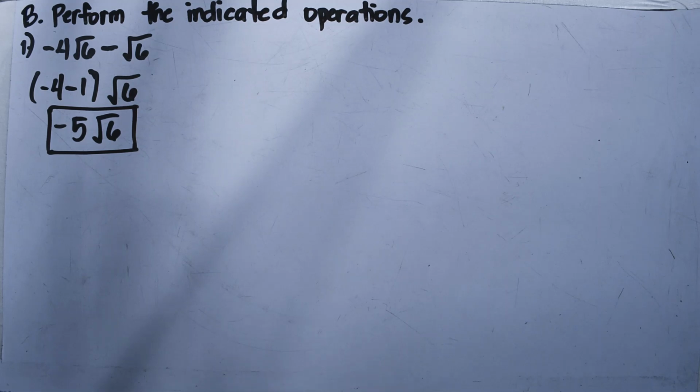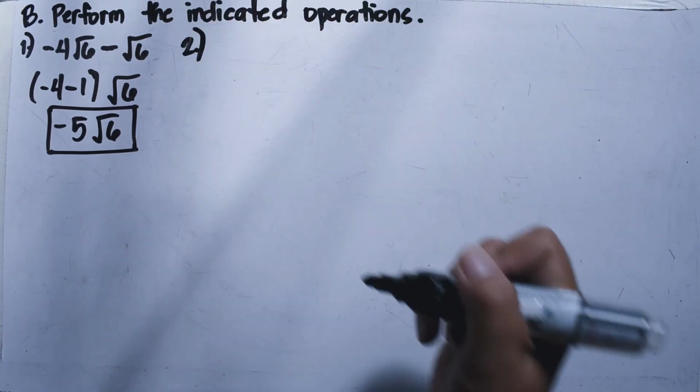Diba? Kasi nga, continuation lang naman to ng ating last lesson. So, may alam na kayo tungkol sa pag-add, subtract, divide, at multiply ng radical. So, mag-proceed na tayo agad sa number 2.